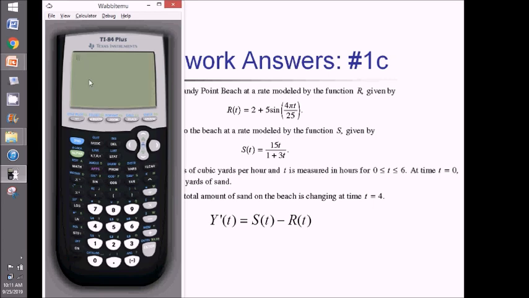And now I'm just going to do alpha trace and pull up y3, and I'm just going to plug in the value 4. So open parentheses, plug 4 in there, and enter.